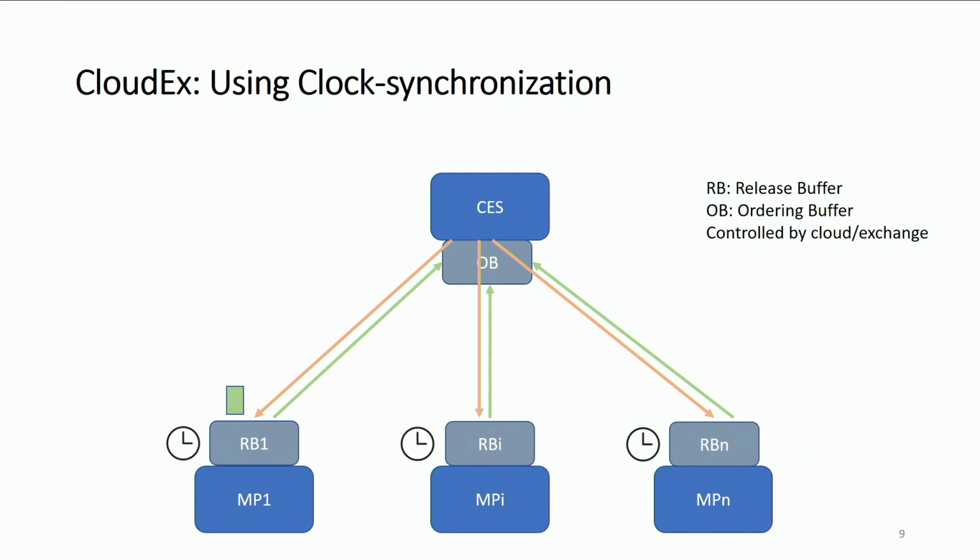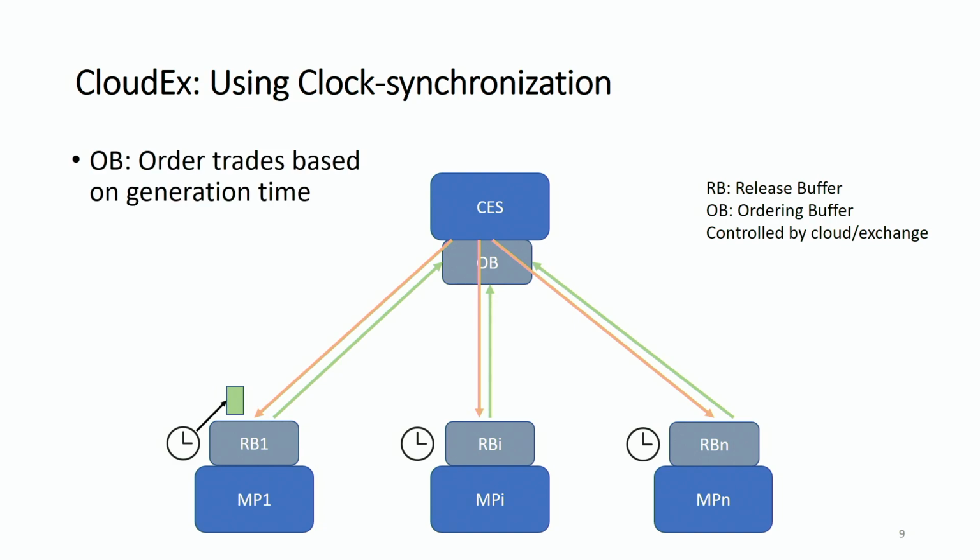For incoming trades, the release buffer also marks a timestamp corresponding to the time the trade was generated. The ordering buffer then orders these trades based on this generation time before forwarding them to the exchange. This way, CloudX aims to facilitate fair competition.